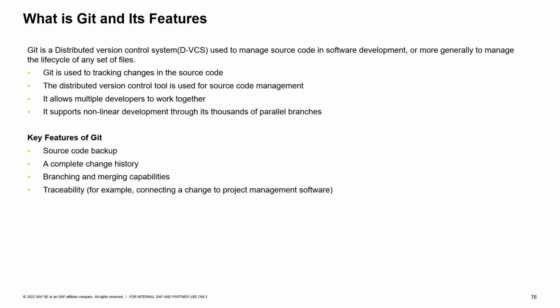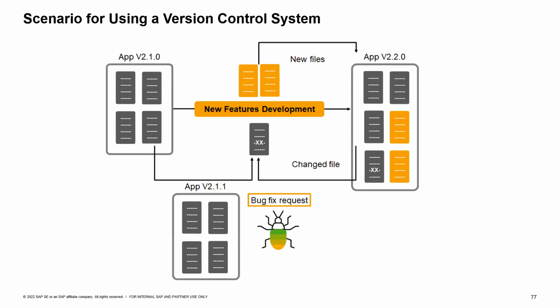Additionally, features of Git are that it can track the history of your project. It is free and open source. It can create backups. It is scalable. Branching is easier. It supports distributed development, and so on. We'll take a look at some common scenarios in the next slide.